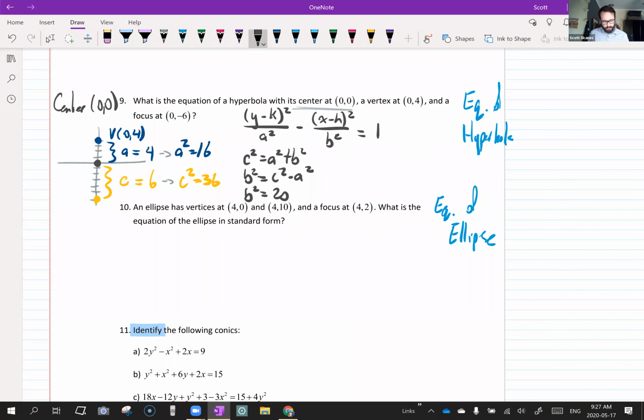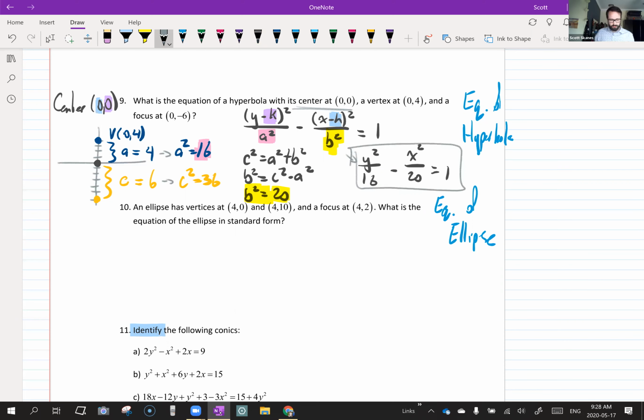All right, so let me summarize. You have your X value for the center. So you have H, you have K. You also have A, and now we have B squared, I should say. So you just fill it in. So I'm going to go ahead and fill that in over here. So it's y, well, it's just y squared because the center's at 0, 0. Y squared over 16 minus x squared over 20 equals 1.